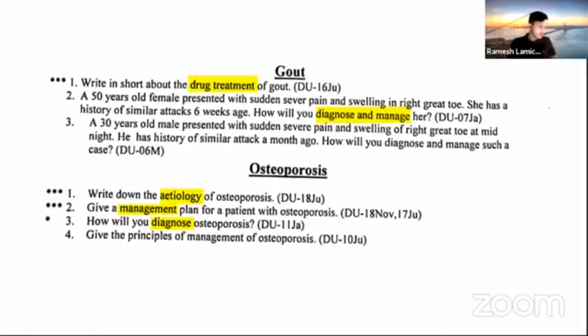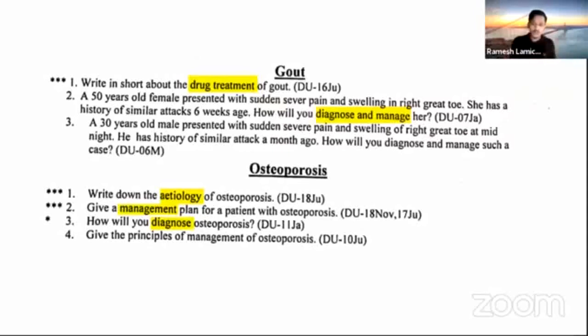Now let's move on to the gout part. In your final proof examination, the gout scenario would be like this. A male patient is coming with pain, swelling, and redness over the first metatarsophalangeal joint, right? How do you diagnose this case and how do you manage this case?